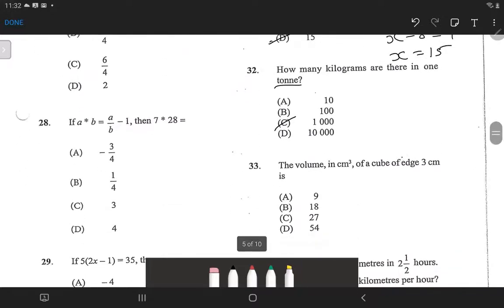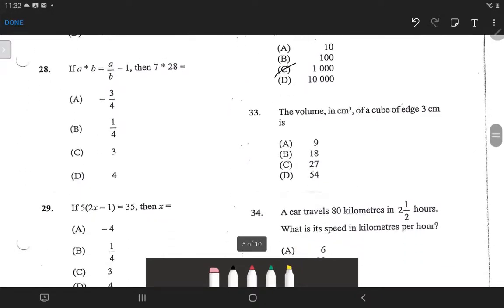If A star B is A over B minus 1, then 7 star 28 is 7 over 28 minus 1. So 7 over 28 is 1 over 4 minus 1. Now a quarter minus 1 happens to be negative 3/4.